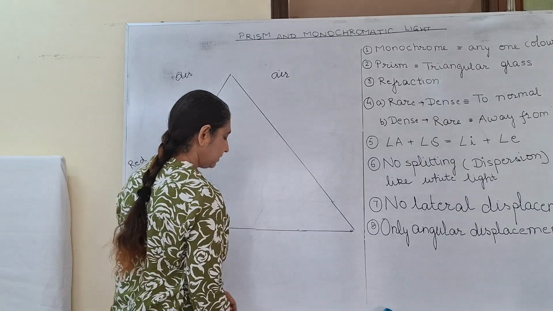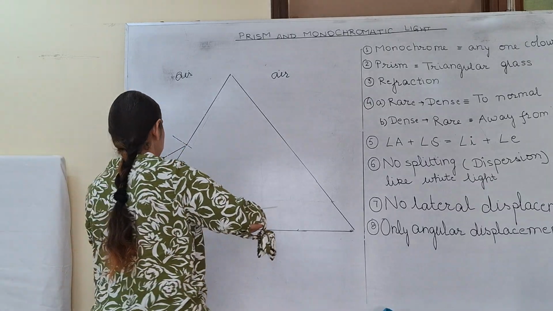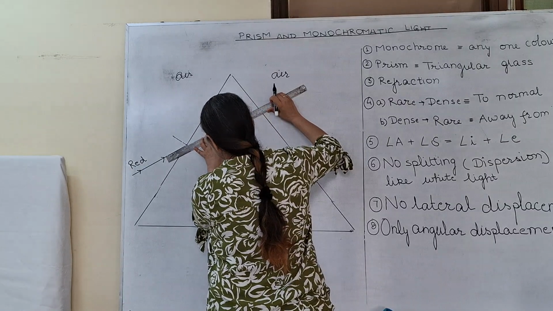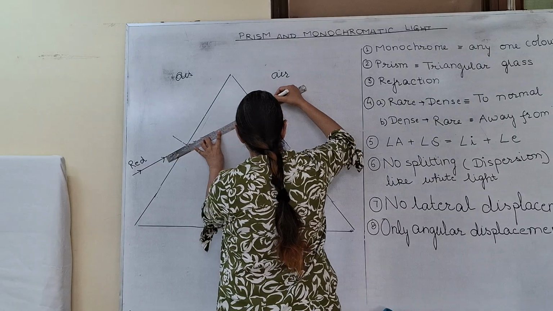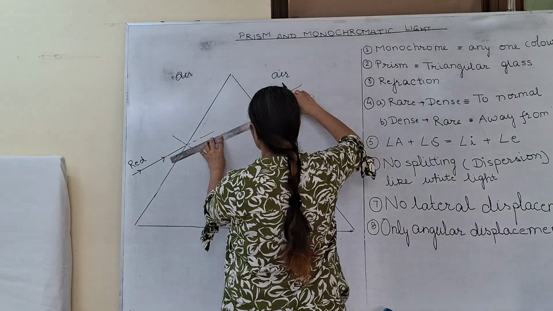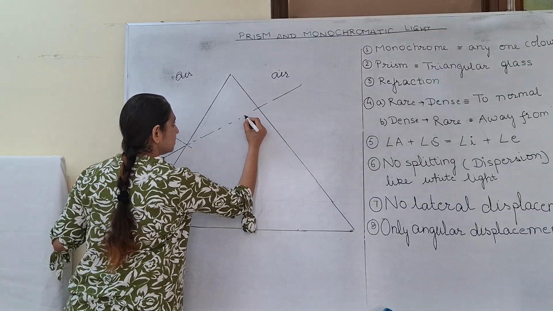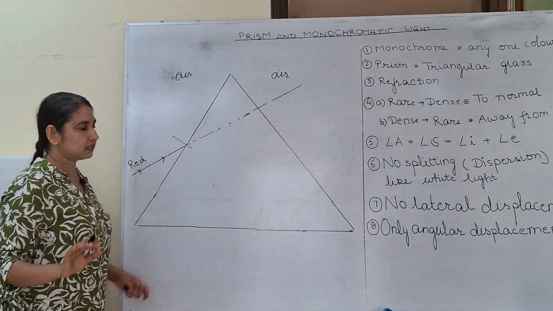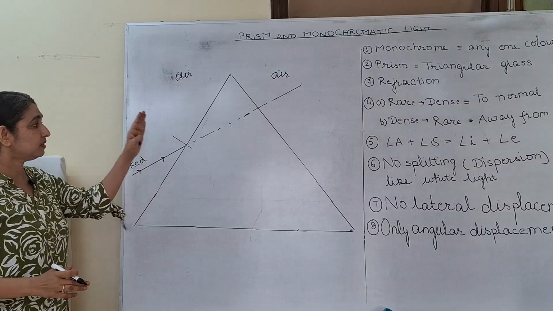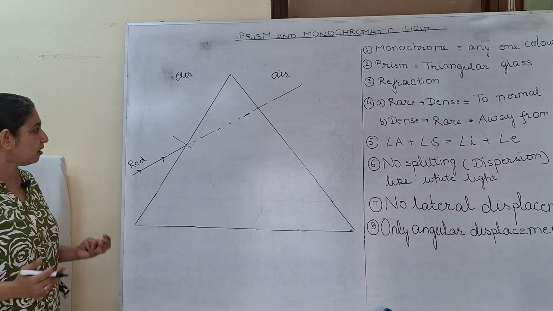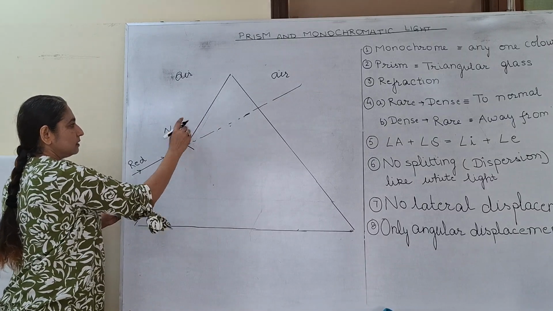Now where is the original path of this? अगर prism नहीं होता तो ये red light कहाँ जाती? It would have gone straight. So we are making the path जहाँ वो red light को जाना चाहिए था, अगर prism नहीं होता तो. It would have gone something like here. Okay, then we leave that line. But from rarer to denser medium it will bend towards the normal. Where is the normal? This is the normal towards which this light will bend.